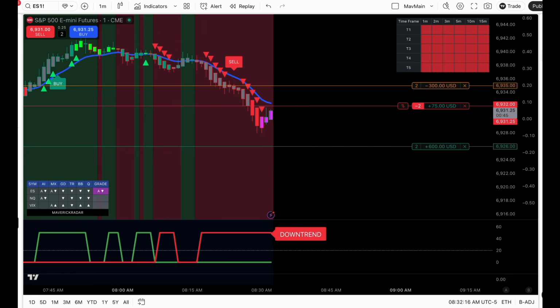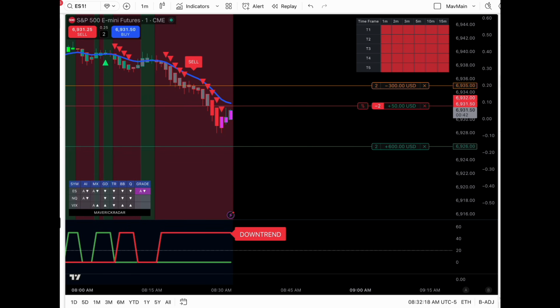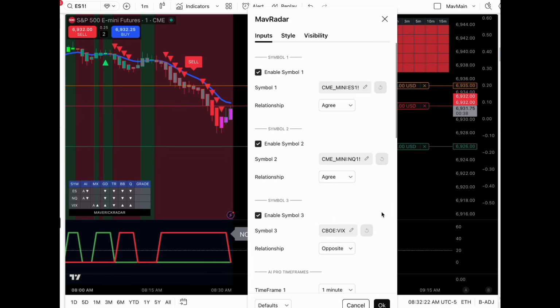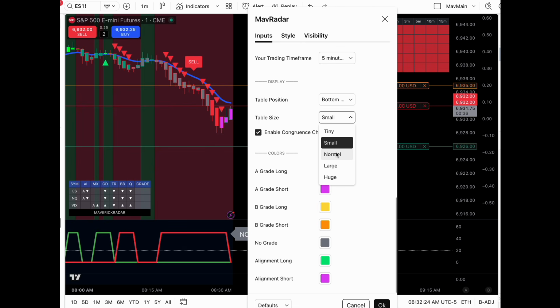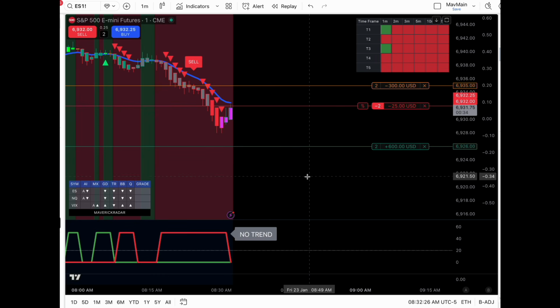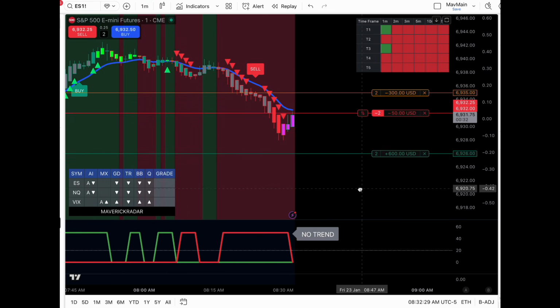So pretty cool. Let me make this just a little bit bigger. Let me see here, Maverick radar settings, and we're gonna make this normal size. There we go, much easier to see.